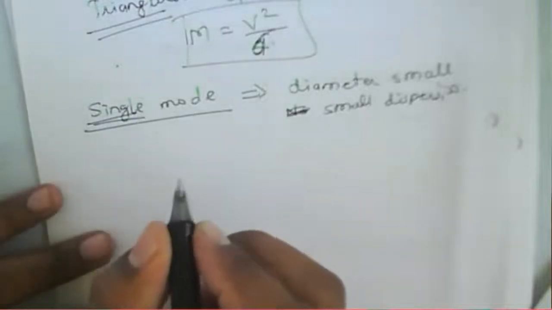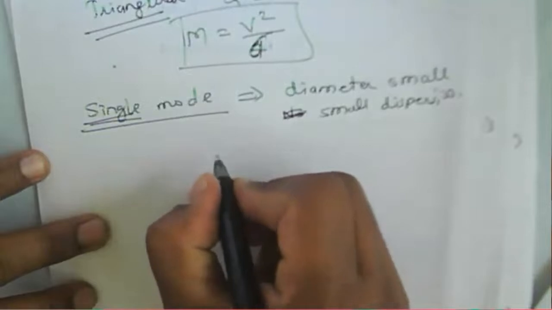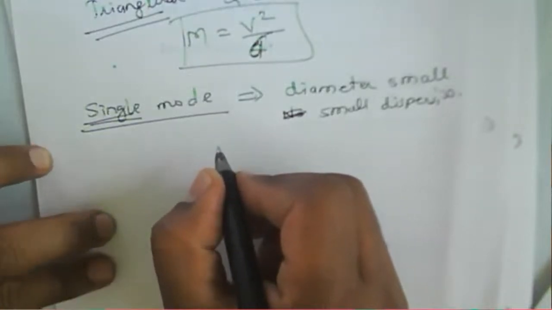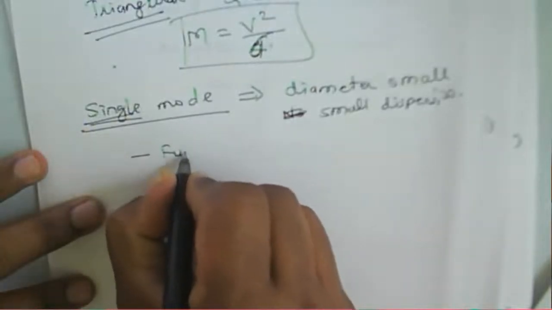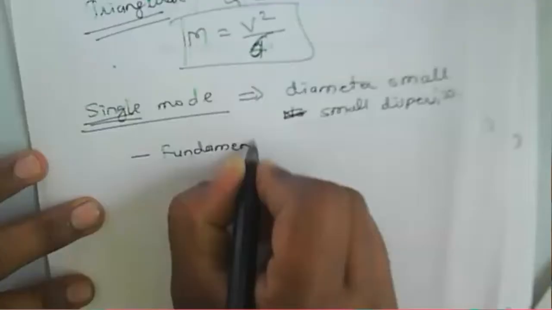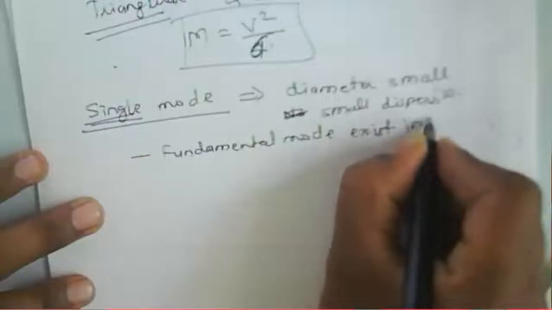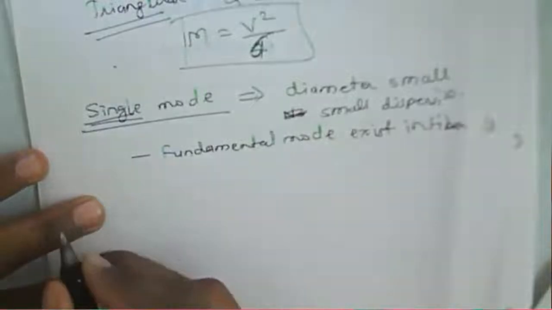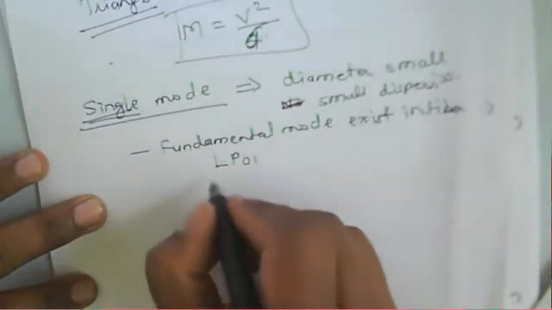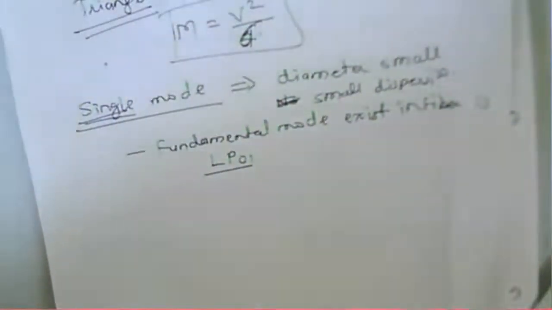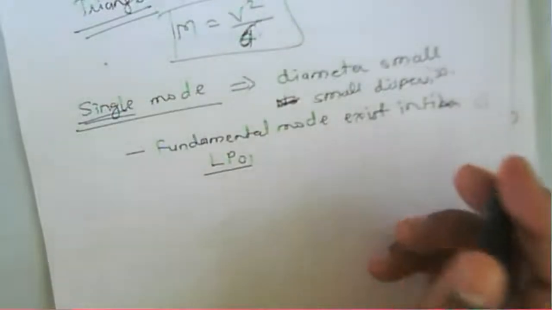Because only that mode is propagating, it is a single mode. Because of single mode operation, only the fundamental mode can exist through this particular fiber. Okay, means only the fundamental mode exists in a fiber. Now, what do you mean by this particular fundamental mode? Fundamental mode means LP01. So we relate everything with respect to these modes.